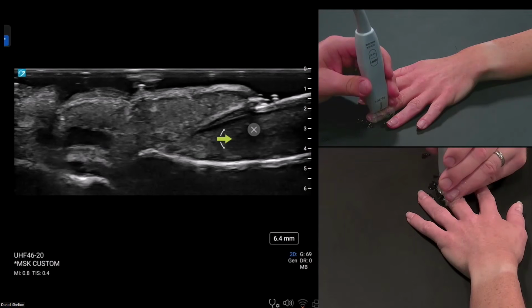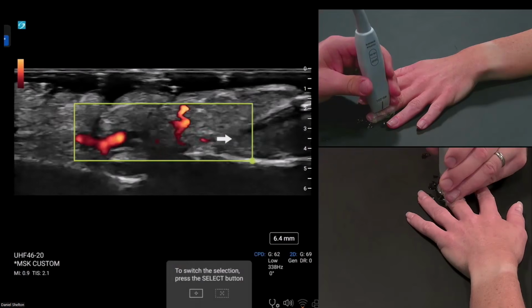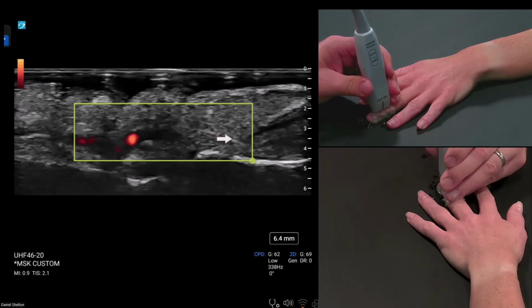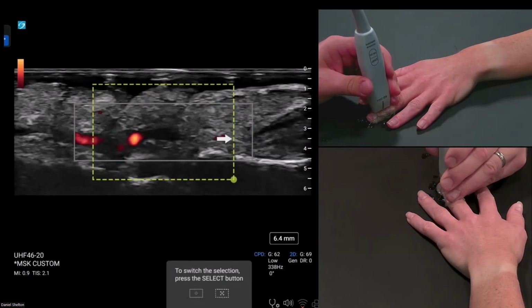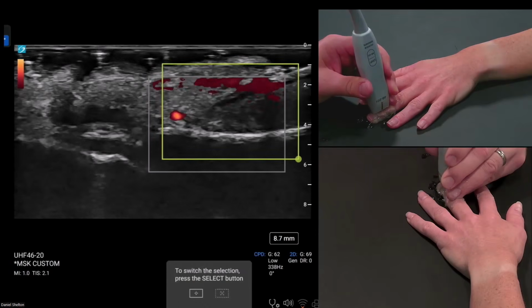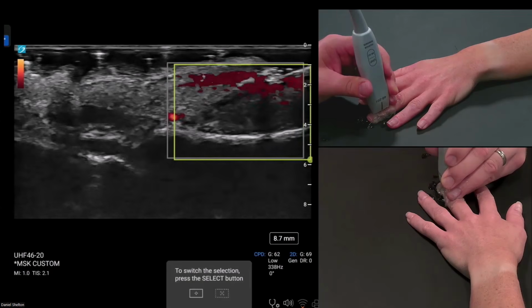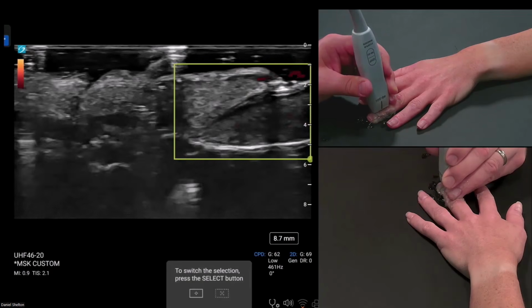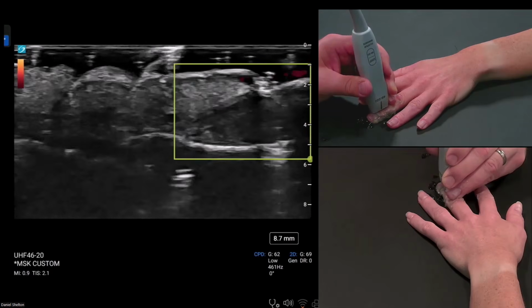Now we'll look at the color with the UHF and just see what we can see. I've got power Doppler already selected. I want to open my box just a bit tall. Got a little bit of noise at the top of the screen. I'm going to bump my scale up a touch. Clean that up, and we start to see really nice flow.